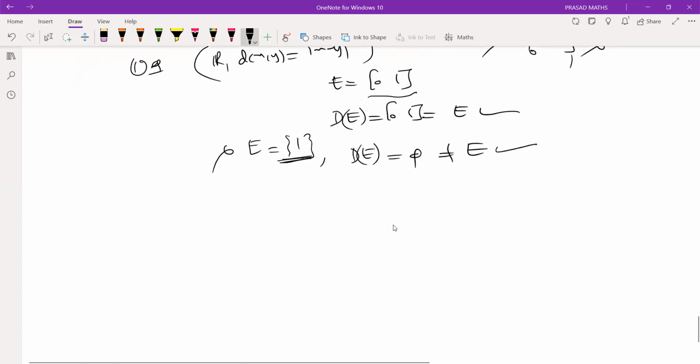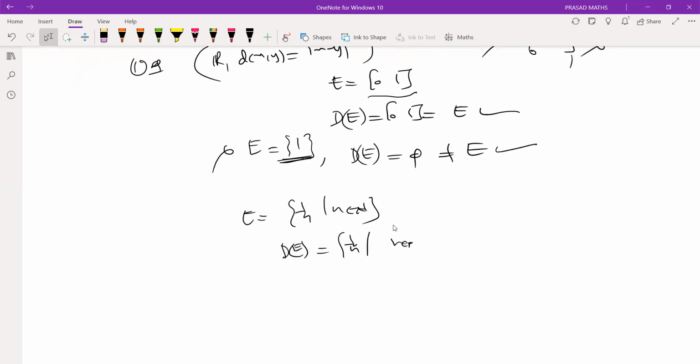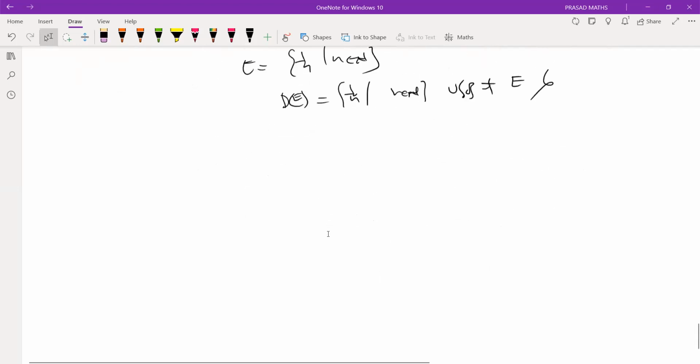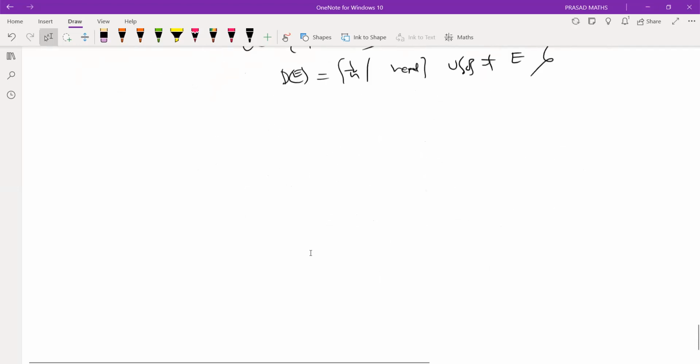Right? Suppose you take 1 over n. Is it perfect? No, sir. No, because my derived set is {1/n : n in N} union singleton {0}, it cannot be E itself, therefore it's not perfect. If you add the 0, again it is perfect. That is a different matter. Right?